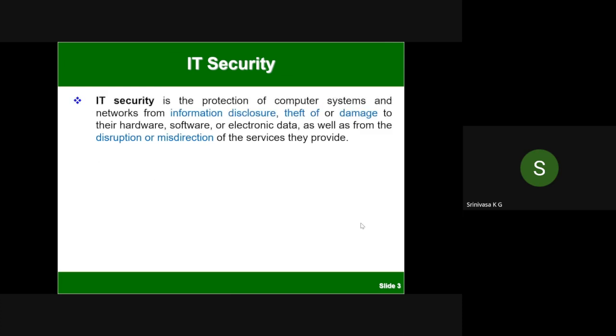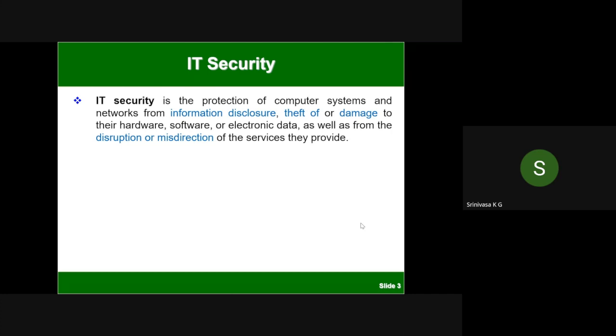First, what is security? It is the protection of computer systems and networks. It is not just the systems, it is the networks also. It protects from information disclosure, you should not disclose any information voluntarily, from theft of or damage to hardware, software, or electronic data, as well as from the disruption or misdirection of the services they provide.